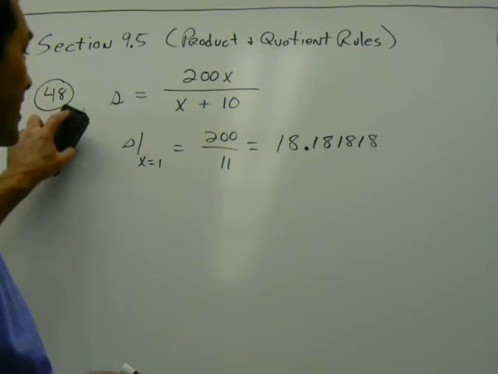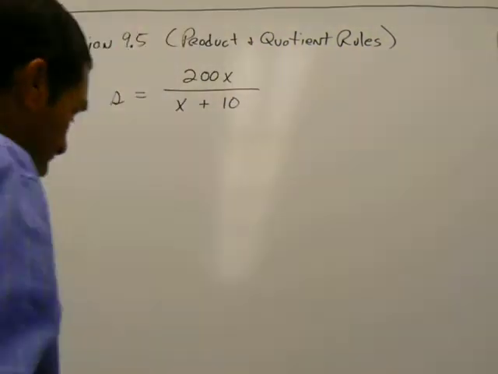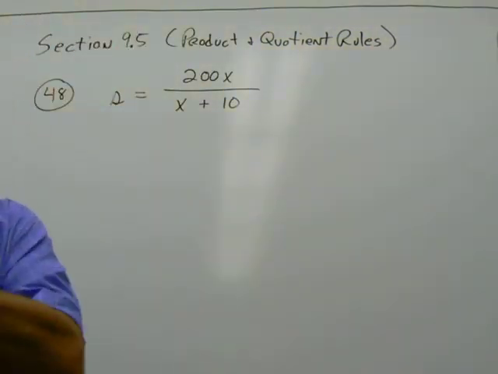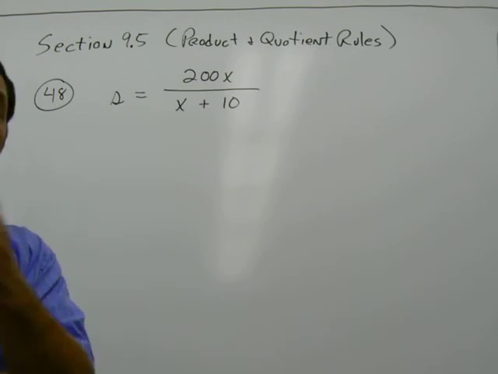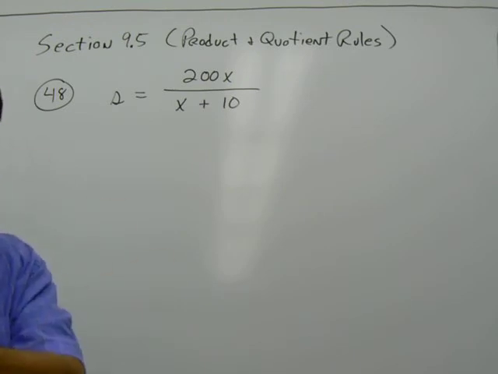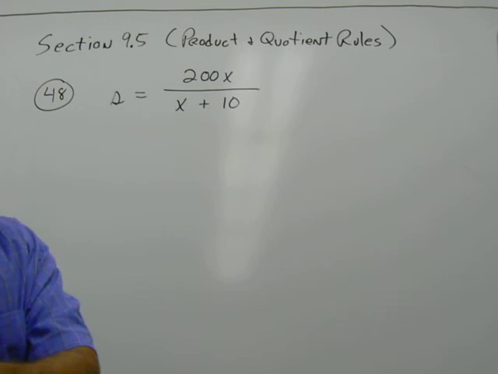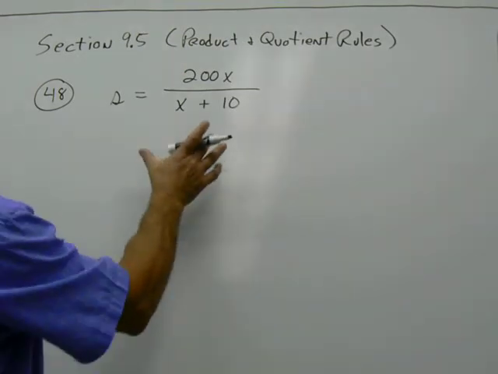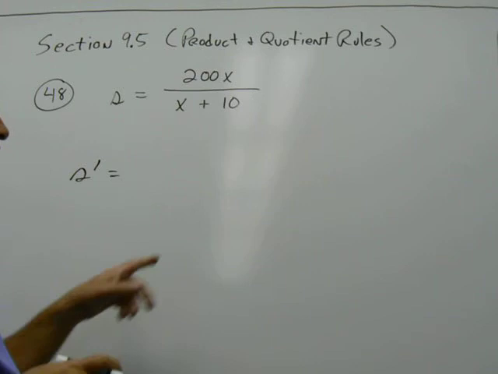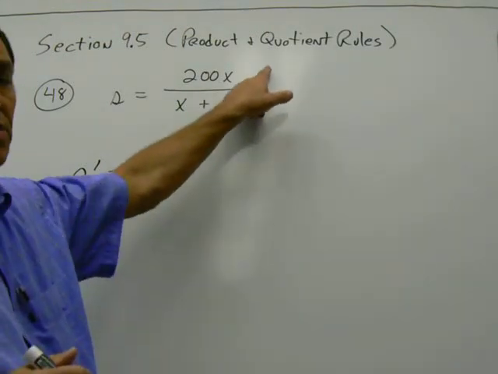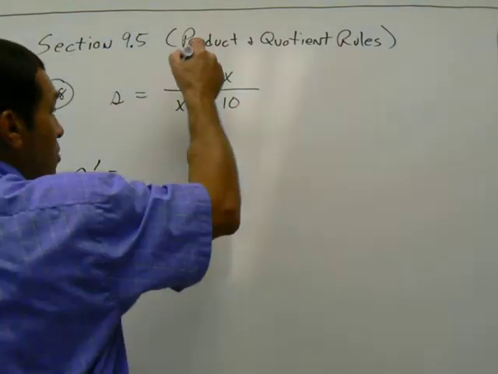What am I asked to find on this problem? I'm asked to find the rate of change of sales if X is 10, or I spend $10,000 in advertising, and then the same when X is 20. What they really ask us to do is find the derivative, find S prime, and recognize that this is a quotient of two functions, so I have to use my quotient rule.